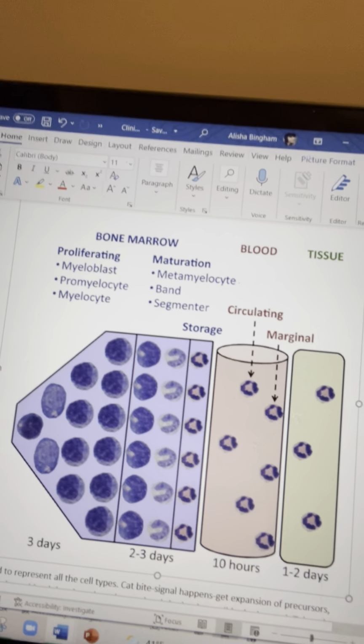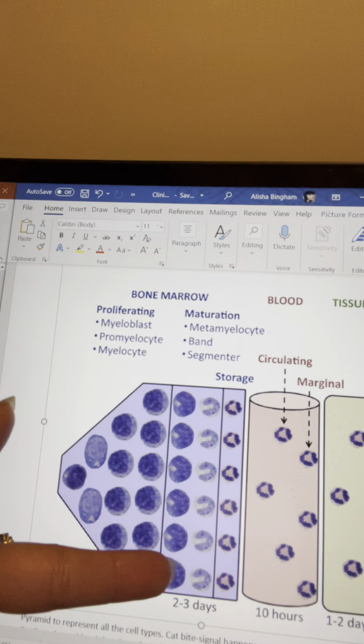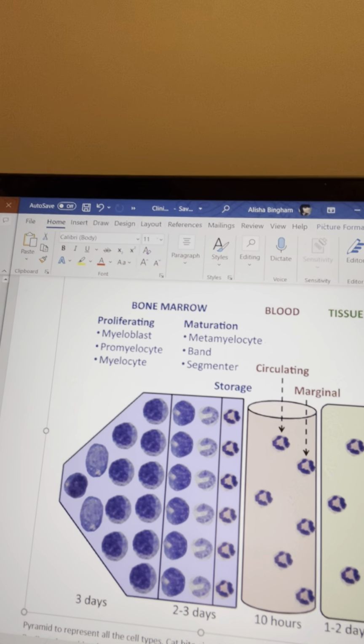So there are 3 pools in marrow maturation. You start with the neutrophils first, and then you go down the line as each pool runs out. Also, you shouldn't see metamyelocytes in circulation. That would be a problem unless there are bands. So the neutrophils are out first into the blood, like I said, and then it goes down the line.